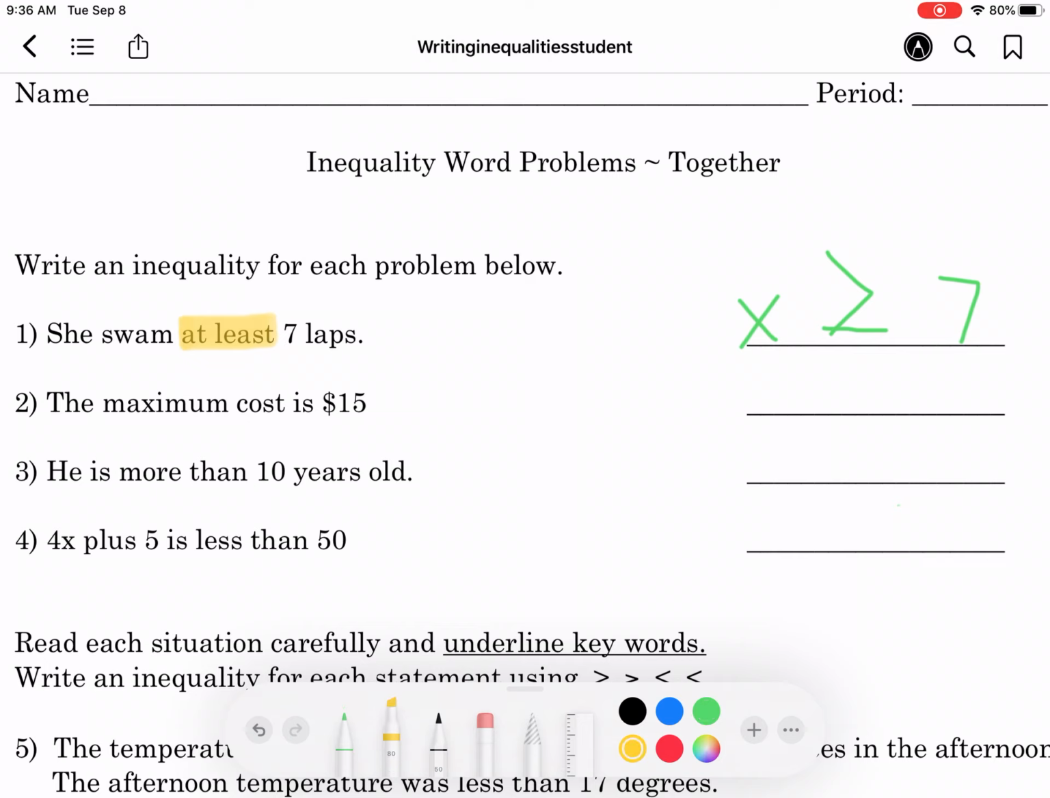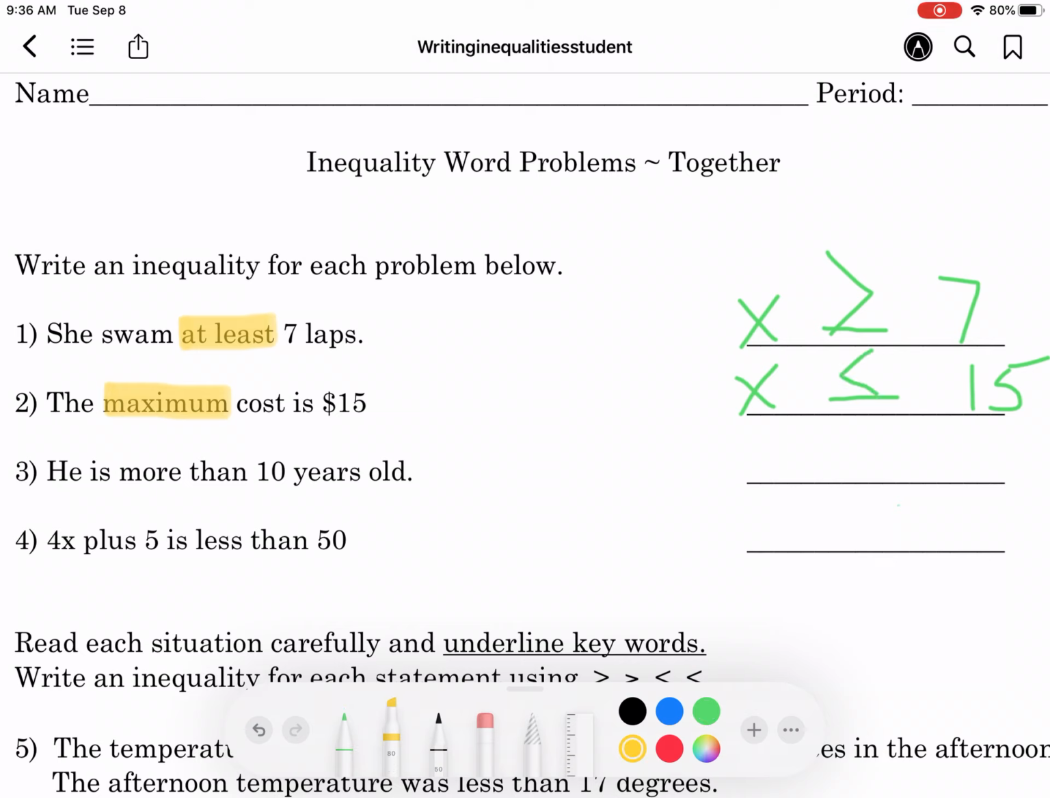Okay, so let's look at the next one. The maximum cost is $15. Well, what word in that is going to tell us the maximum would be maximum? Okay, so again, I have a variable. The maximum cost. Well, it can cost $15, but maximum means that's all I've got. So I cannot be more than $15.